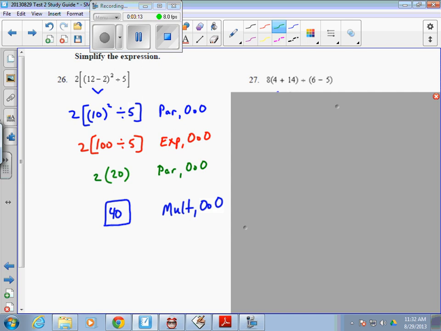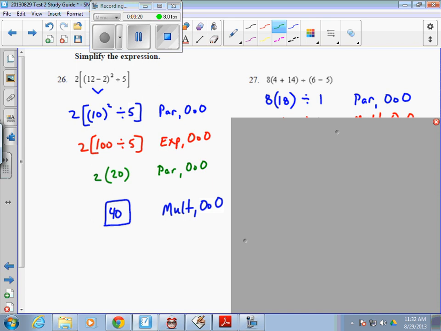Number 27 says 8 times 4 plus 14 divided by 6 minus 5. First thing you need to do is what's inside parentheses. 4 plus 14 is 18. So now you have 8 times 18 divided by 6 minus 5 is in parentheses, 1. So we did 2 sets of parentheses in 1 step, but it's still the same ruling. One we added, one we subtracted. So now we have 8 times 18 divided by 1.